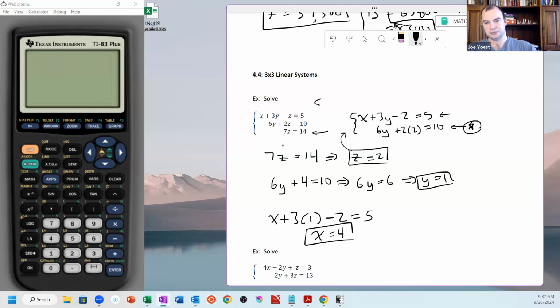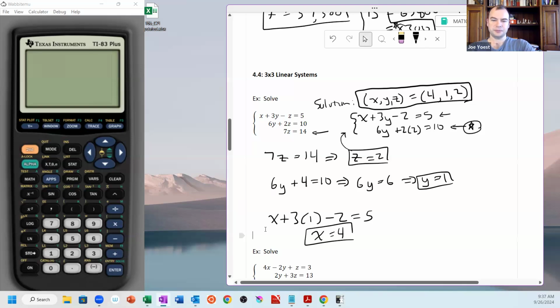So my solution, x comma y comma z equals what? 4 comma 1 comma 2. So that is the one and only point that simultaneously solves all three equations. So if I can get to a system like this, we can see that it's pretty easy to solve. All that I really had to do was solve 3 linear equations in one variable. That's much easier than solving a 3-by-3 system.